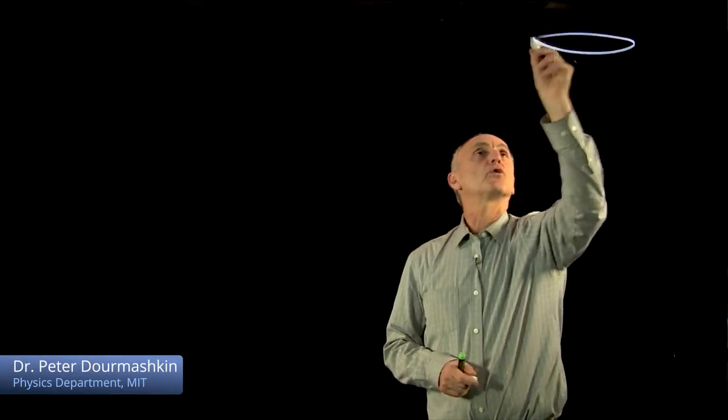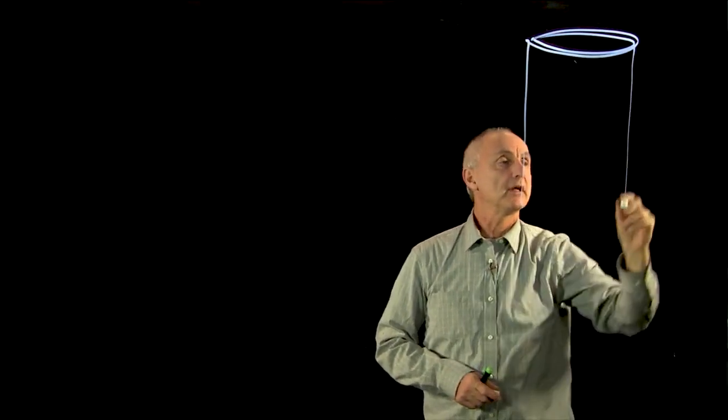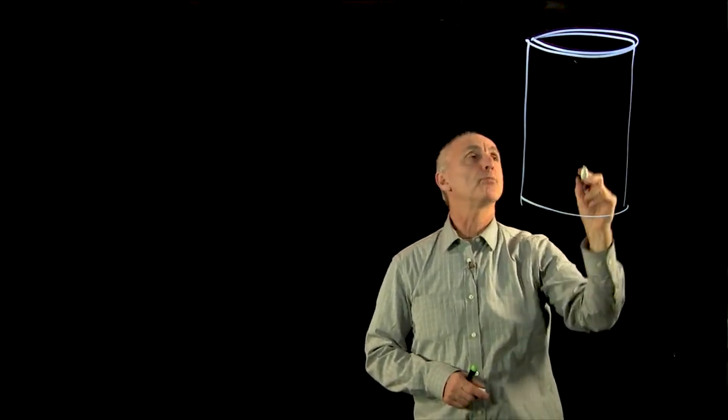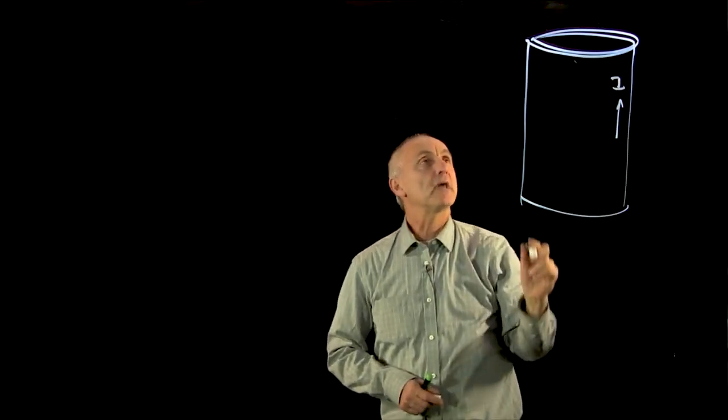Let's consider a coaxial cylindrical cable where there are just two shells. So here's the inner shell. Now this is very long, so I'm only drawing a small portion. And I have a current I flowing up that shell.